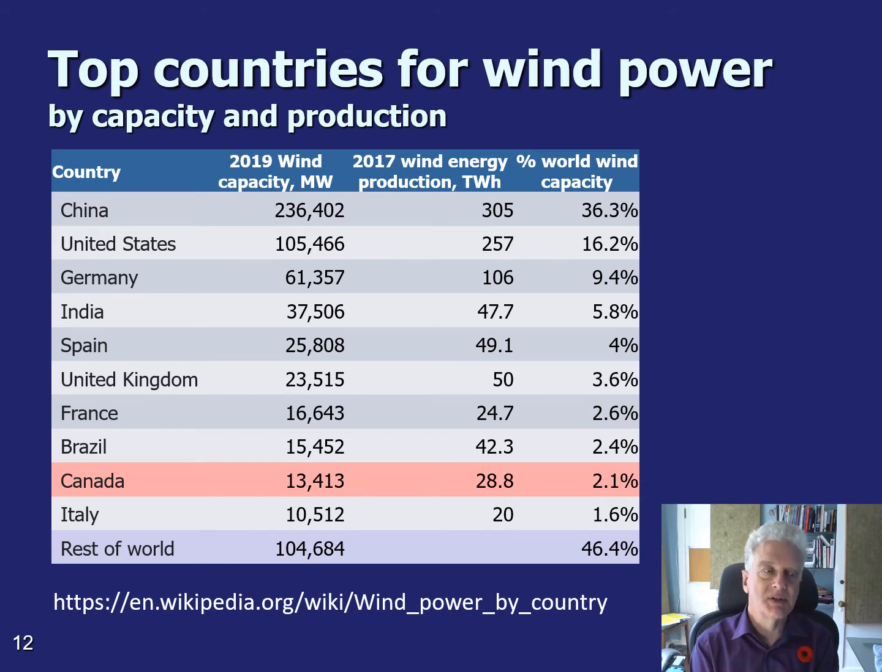You can see Canada is there in ninth place, and we've got about 13 gigawatts, making up about 2.1% of all the wind turbines capacity in the world. In the middle column is figures from a couple of years ago, which is the energy produced, and China is again in the lead there.